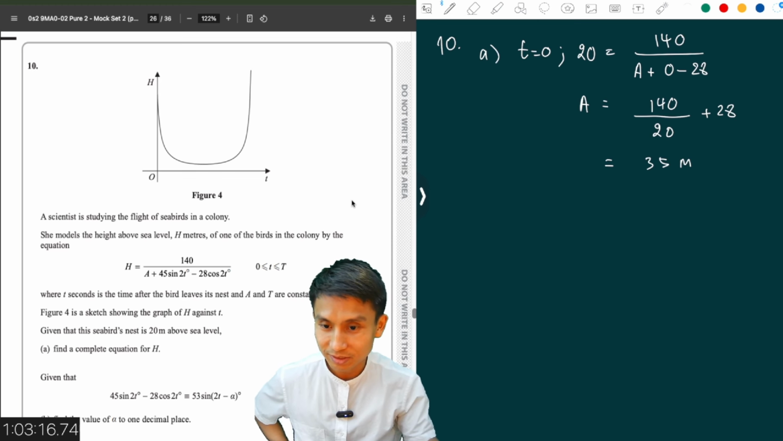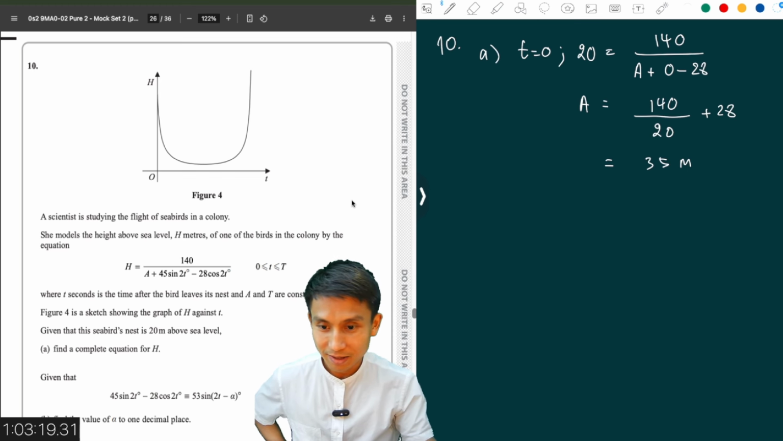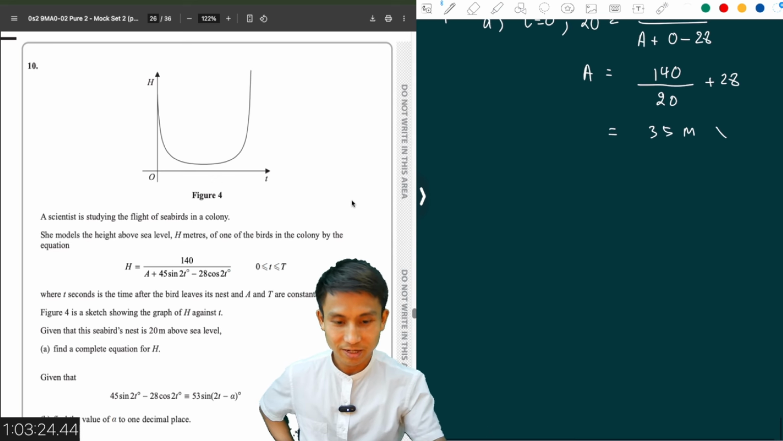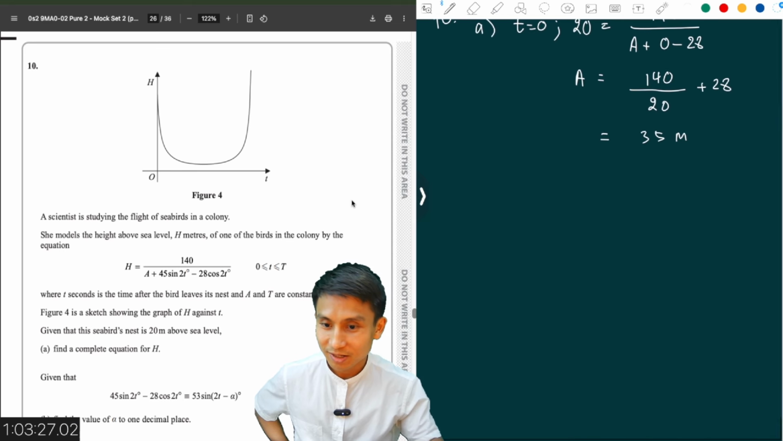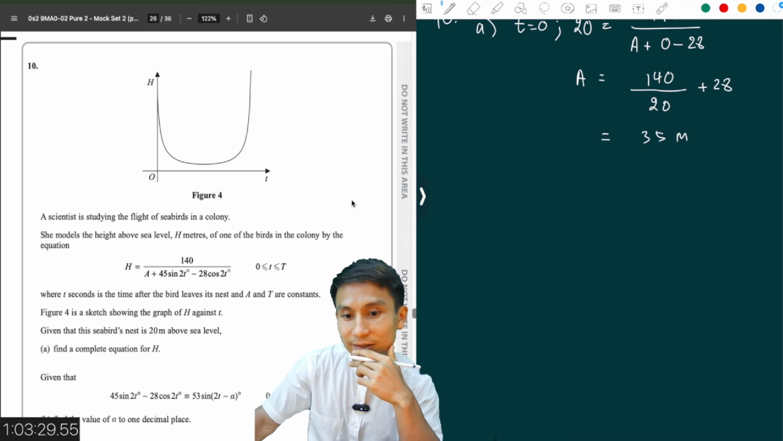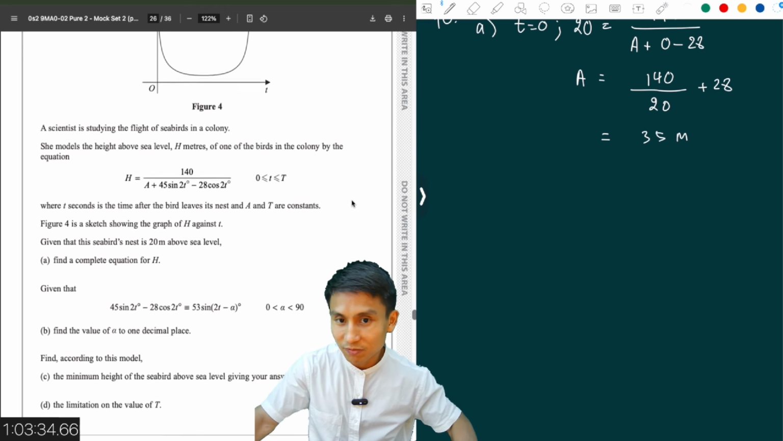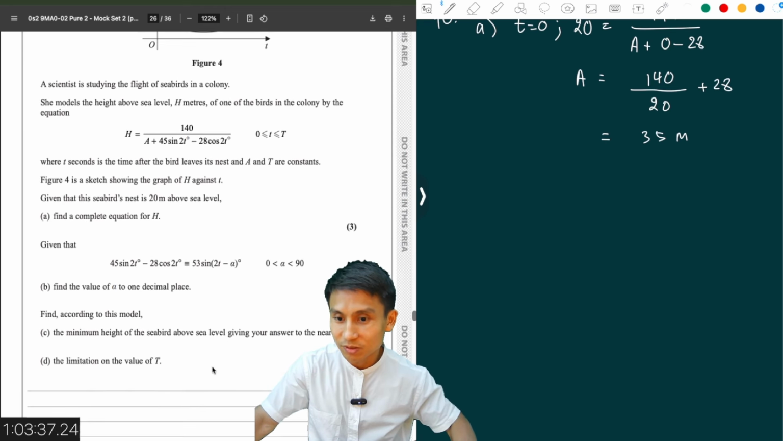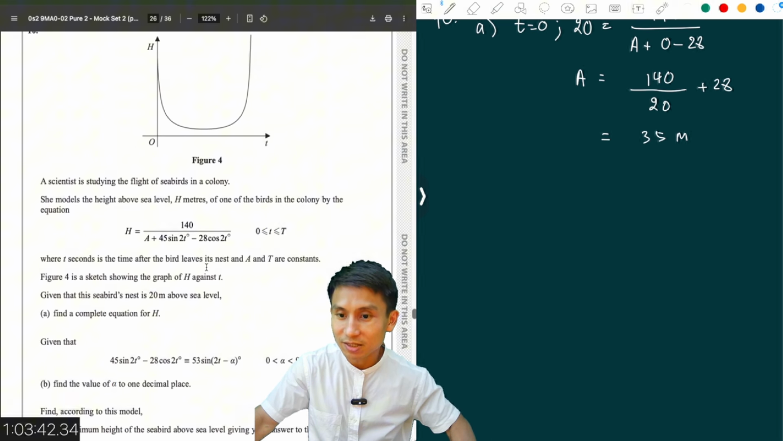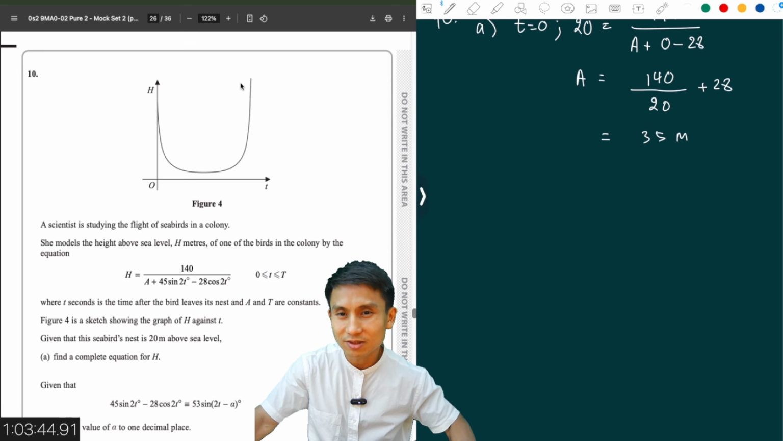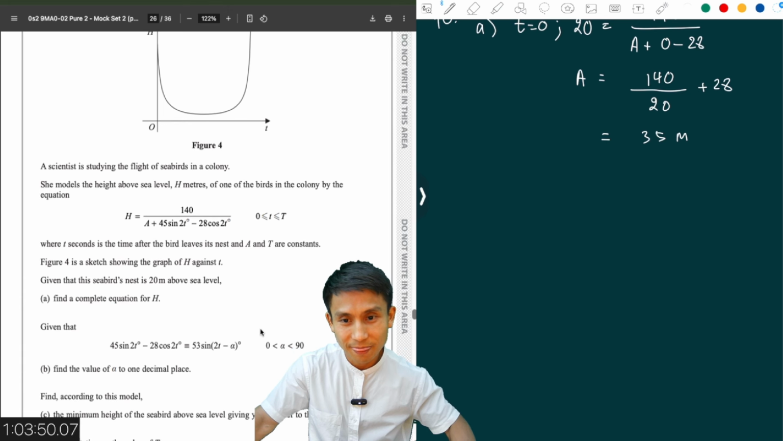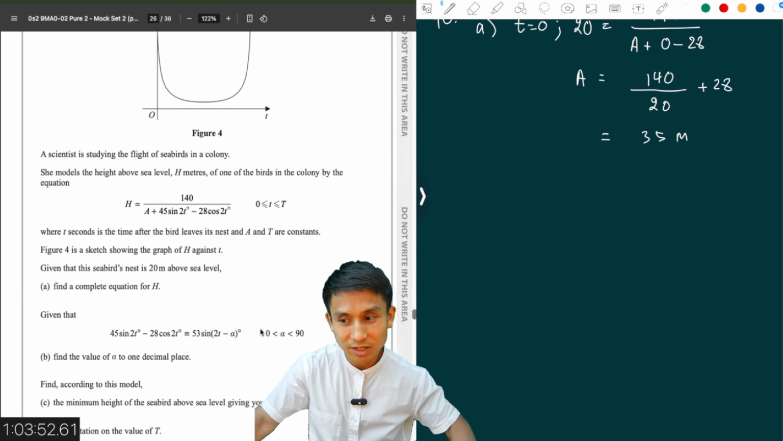H is in meters, isn't it? Yeah. Oh, not yet, that is just a. So we've got to find t as well? Complete equation. I'm just finding out if we want to find t as well. Is there a limitation on the value of t? I don't think we need to find t because this seems like it's going back up, right? I'm just reading, hang on.